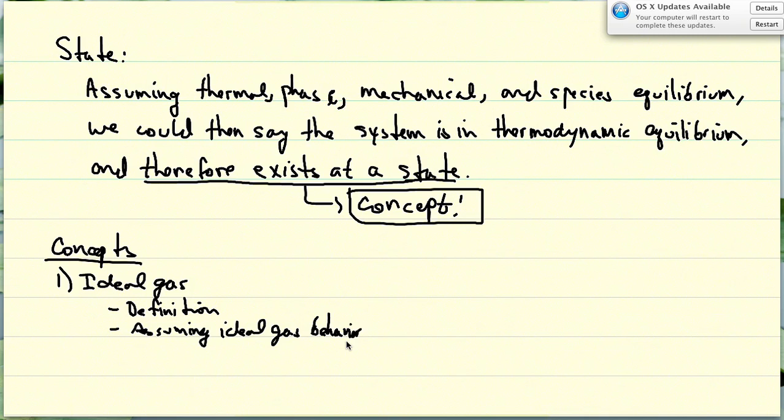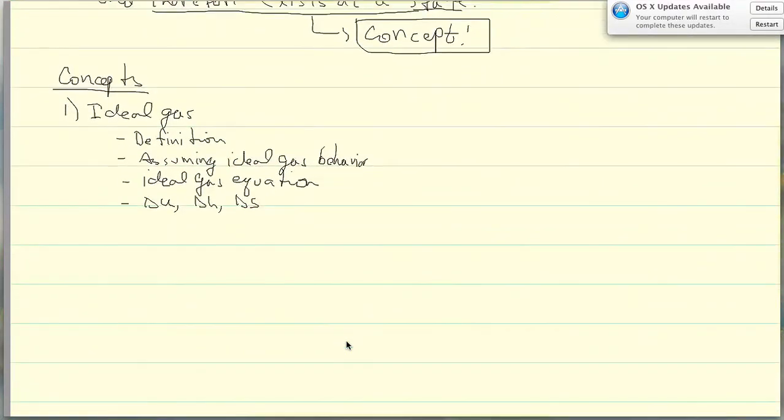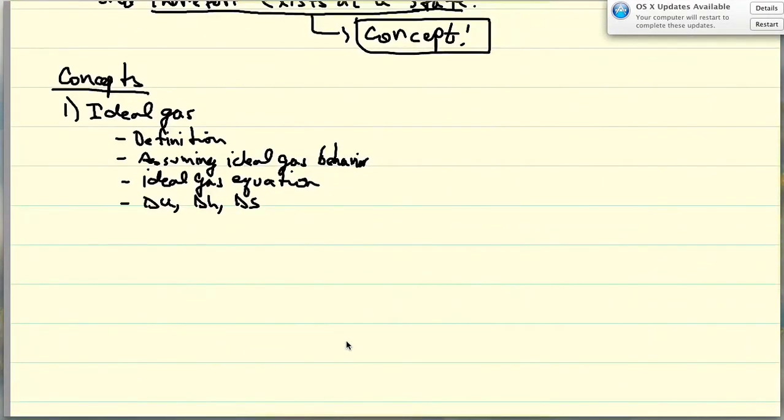And the ideal gas equation. And then finally, the changes in energy, enthalpy, and entropy of ideal gases are all important concepts. Secondly, we talked about the state postulate, very important. No more or no less than two independent properties to fix the state of the system. And then finally, we talked about equilibrium, very important concept.